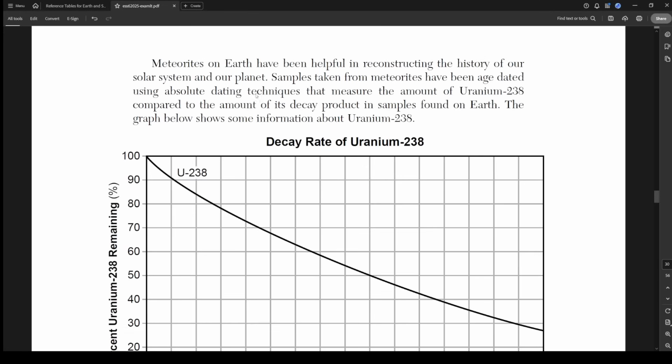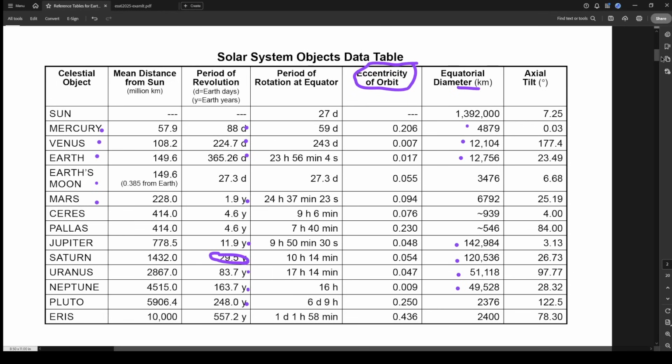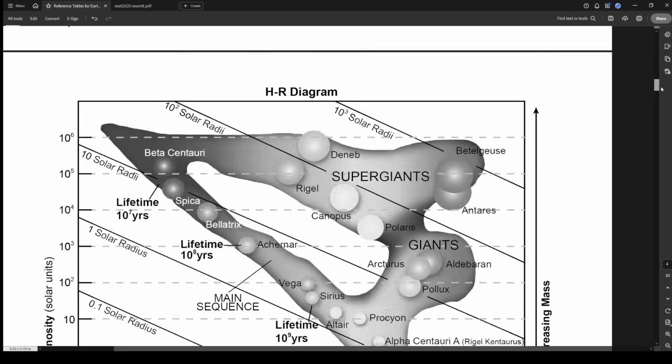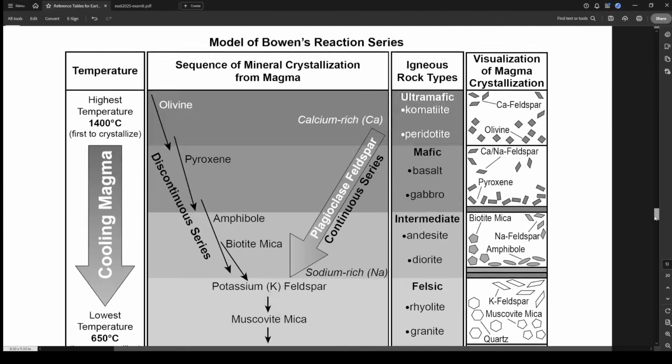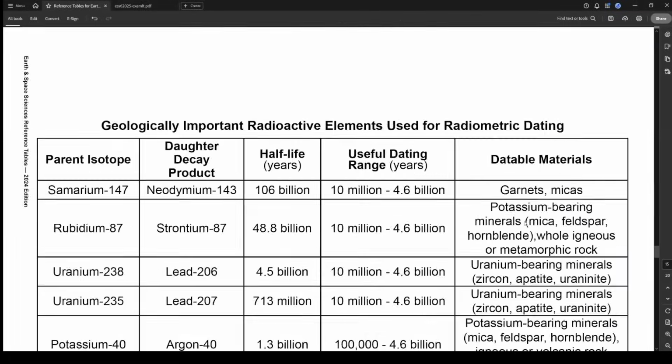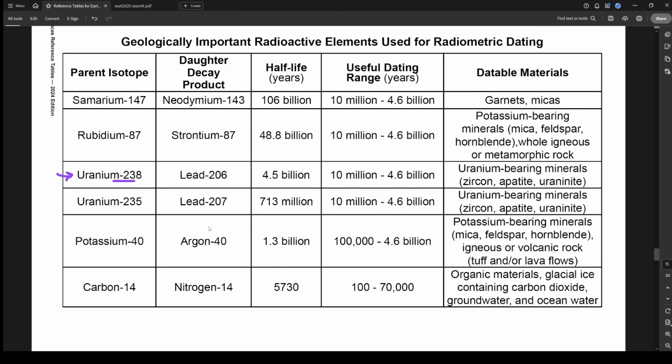All right. Meteorites on Earth have been helpful in reconstructing the history of our solar system. So right now, I'm just showing you what I'm going through my head. Decay rate of uranium-238. I'm going right to the chart. Keep going, go, go, go, right here. So it says already uranium-238. I'm right here. I don't know if I need this, but it's just triggering in my head that, oh, I'm on this radioactive dating chart on the reference table. This is page 15.